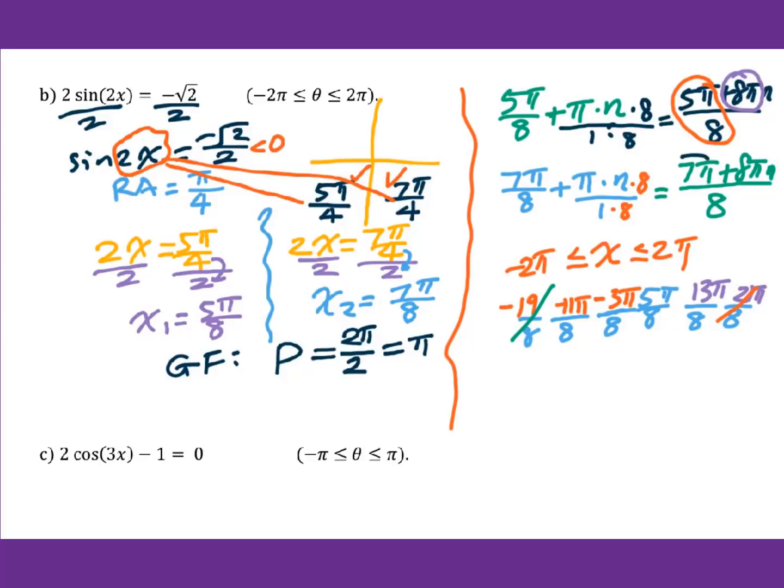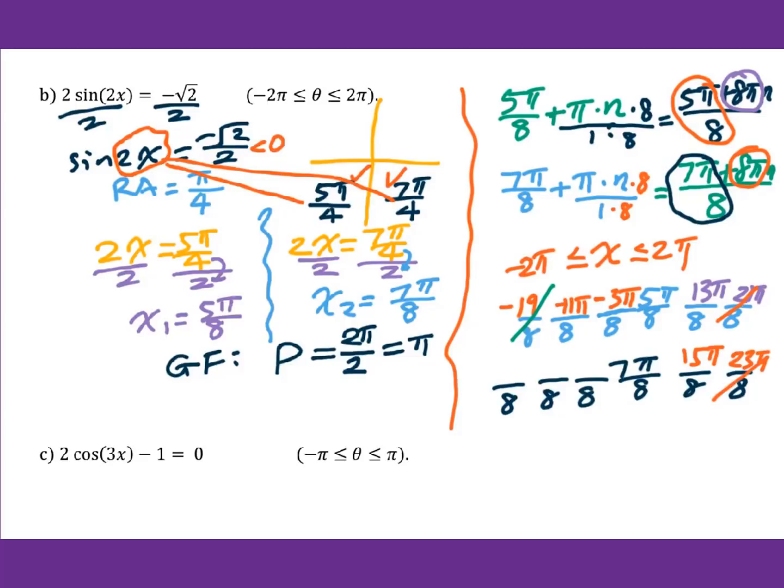Then I go to 7 pi over 8. I do over 8 over 8. We need to add 8 pi to the top. That's 15 pi. Keep adding 8. That's 23 pi. This is out of the domain. So minus 8 pi, you got negative pi. Negative 9 pi. Negative 17 pi. This is out of the domain. Therefore, we got 8 solutions. That is here.